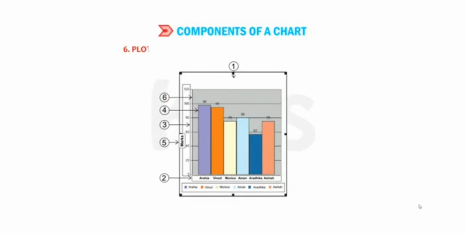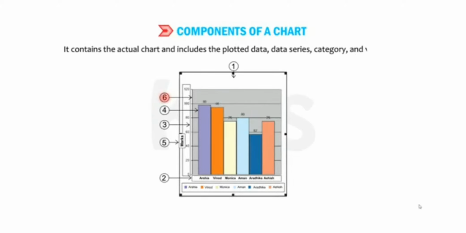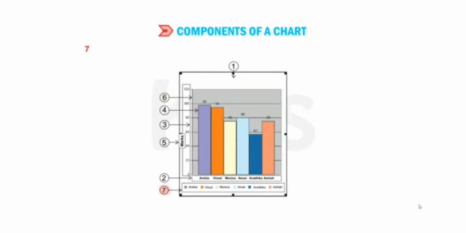Number 6. Plot area. The plot area is a window within a chart area. It contains the actual chart and includes the plotted data, data series, category, and value axis. Number 7. Legend. It depicts the colors, patterns, and symbols assigned to a data series. Number 8. Chart title. It describes the aim and contents of the chart.